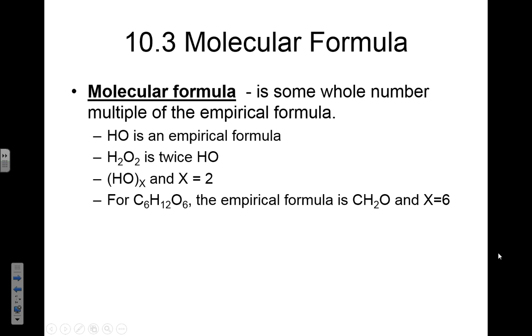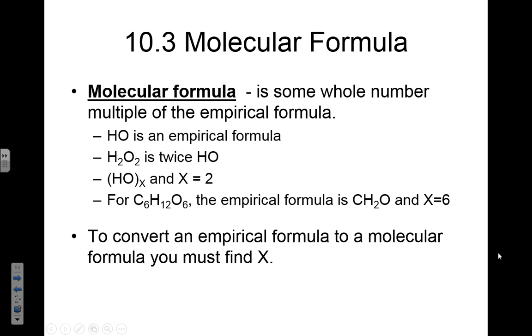Another example, glucose is C6H12O6. It's going to have an empirical formula of CH2O. That's what it would be if I divide everything by 6 and reduce it to its empirical formula. And the multiple for glucose would end up being 6. So if I knew its empirical formula is CH2O, and I knew that the molecular formula was 6 times bigger, I could multiply it out and calculate C6H12O6. So to convert an empirical formula to a molecular formula, all we have to do is find X. We need to find that multiple.